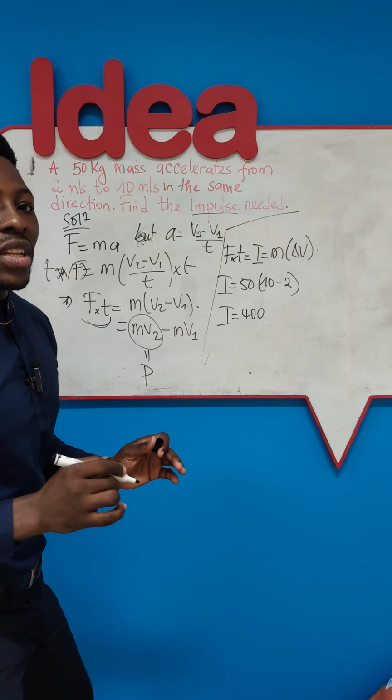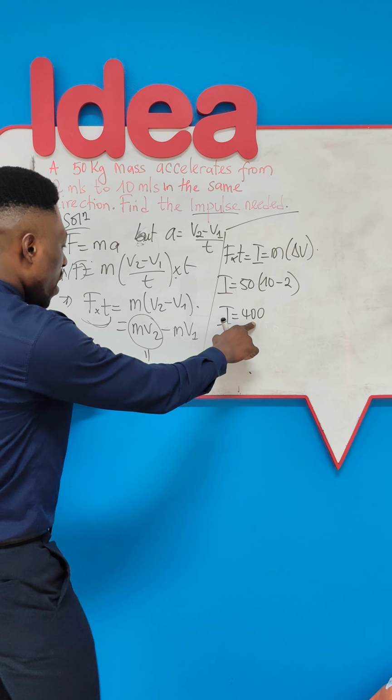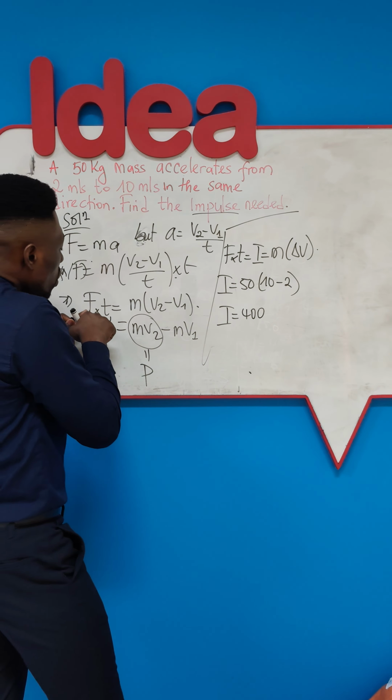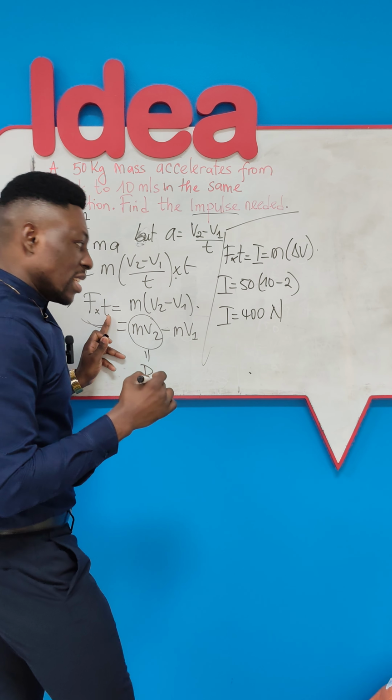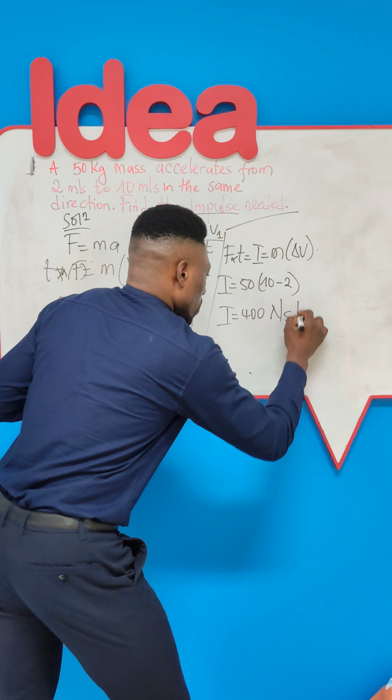400. And now you're wondering, what is the unit of impulse? What's the unit of force, dear friends? It is the Newton. And then what is the unit of time? It is a second. So Newton seconds.